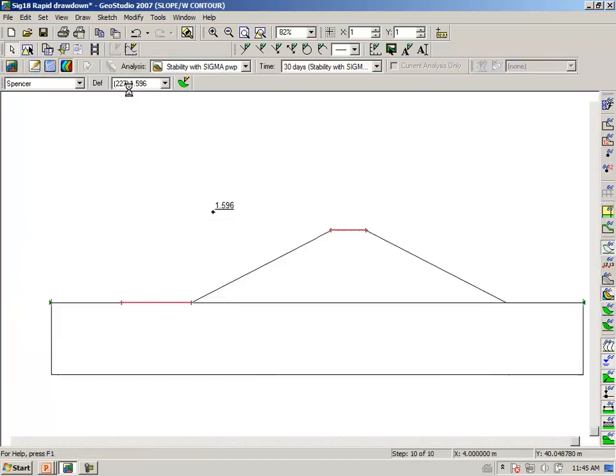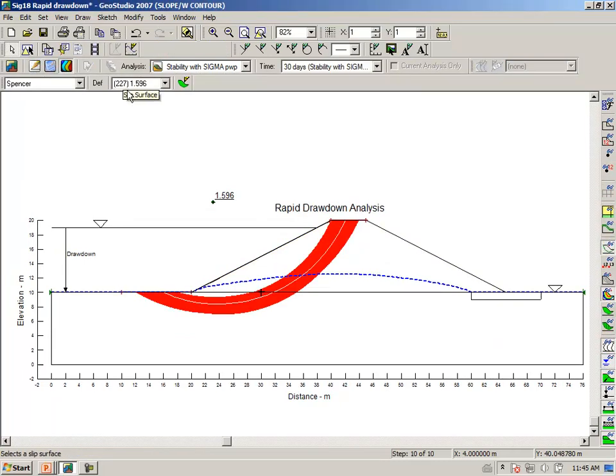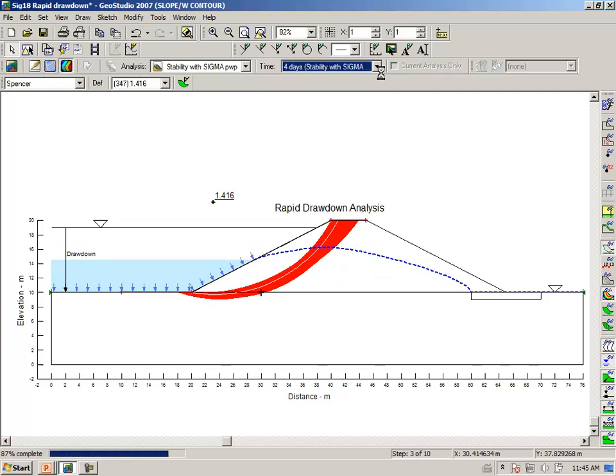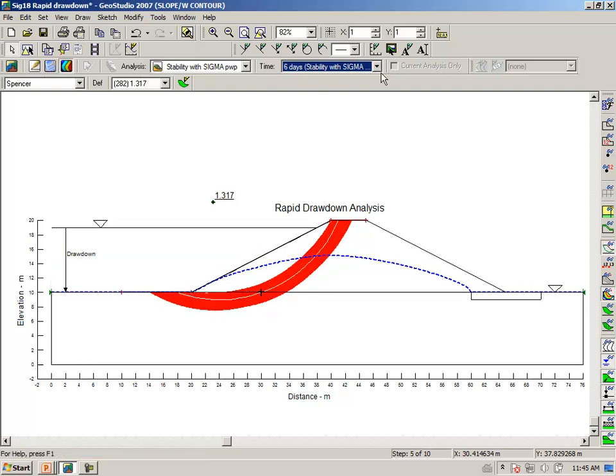Going to the results view then, here is the factor of safety at the end of 30 days. Here's the factor of safety immediately after the start of the rapid drawdown. And as the reservoir is being drawn down, of course, the stabilizing effect of the weight of the water is disappearing, and as a result, the factor of safety is going down.